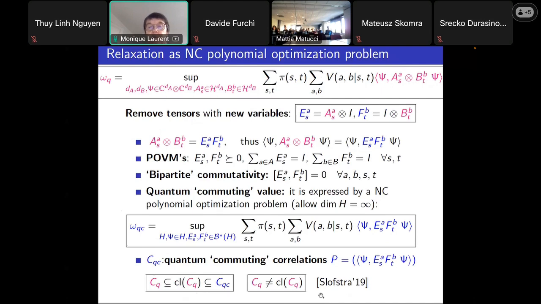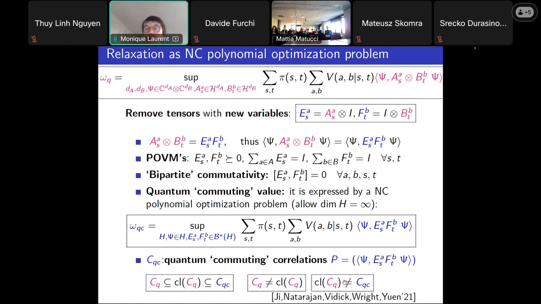And then there was still the open question whether maybe the closure of CQ is equal to the CQC. And actually, this was recently disproved in this paper that Omar mentioned yesterday already, in conjunction with showing undecidability of computing the quantum value. So what they also show in this paper is that the closure of CQ is not equal to the CQC. So here we have also a strict inclusion.